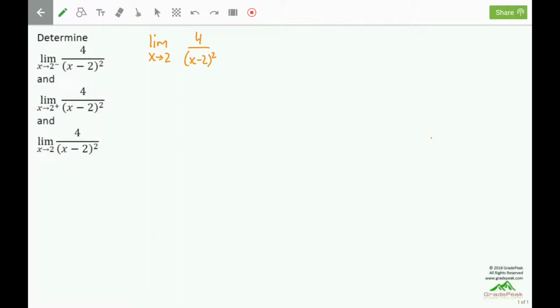The first thing to do is try plugging a 2 in for each of the x's. That will give 4 over (2 minus 2) squared. 2 minus 2 is a 0, so that'll be 0 squared. And 0 squared is 0, so it ends up being 4 over 0.